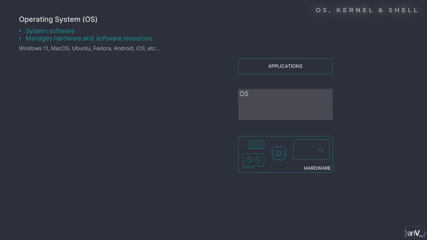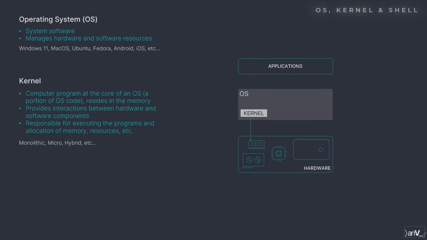At the core of an OS lies an important code known as kernel. Kernel resides in the memory and is responsible for the interactions between the hardware and software components, as well as executing the programs, allocating resources, etc. There are different types of kernels like monolithic kernels, microkernels, hybrid kernels, and so on.